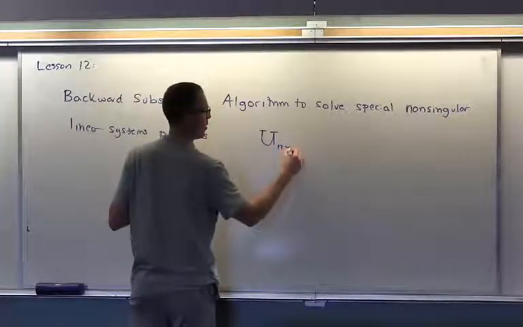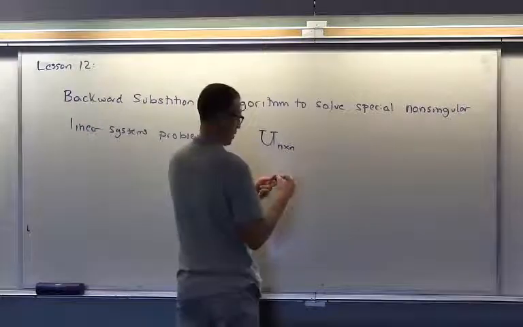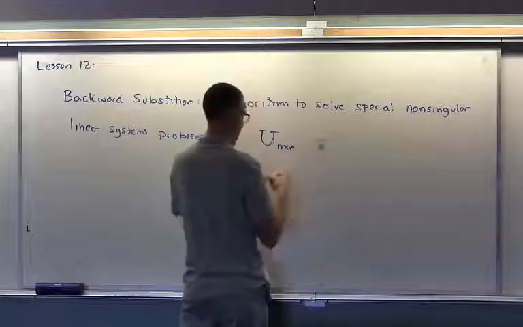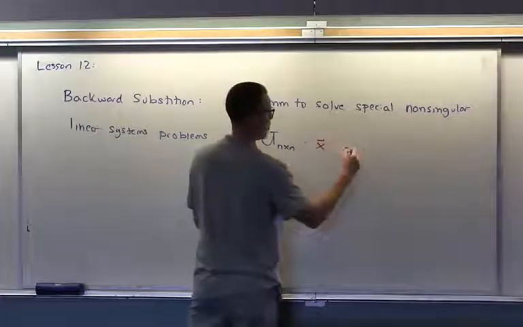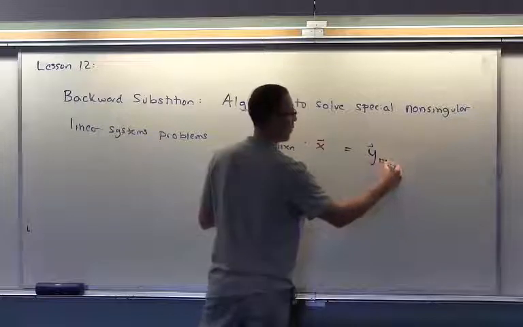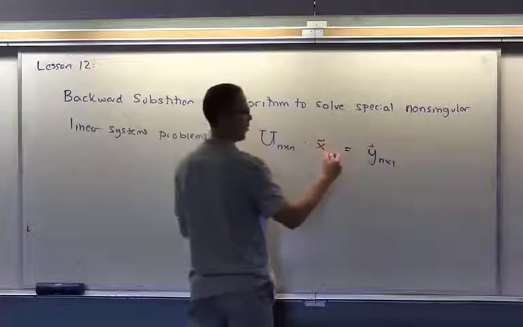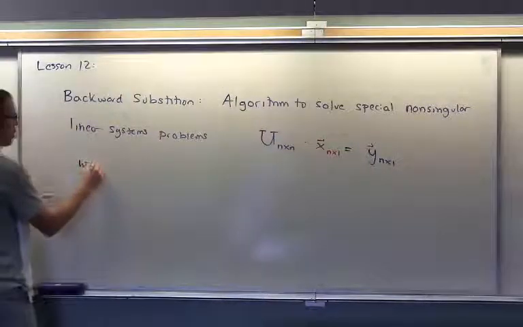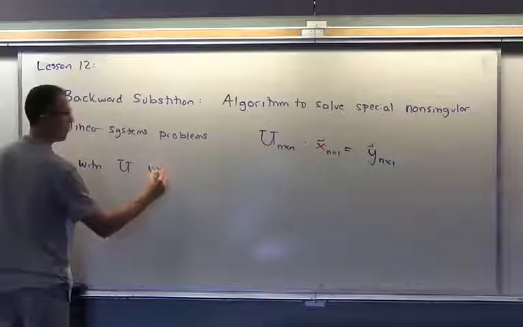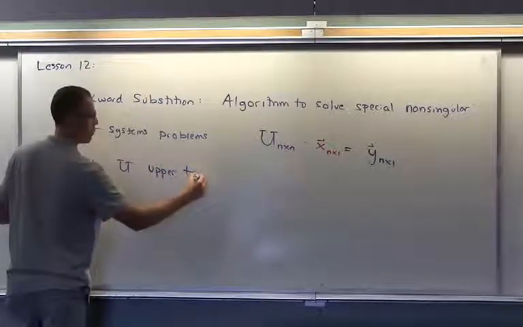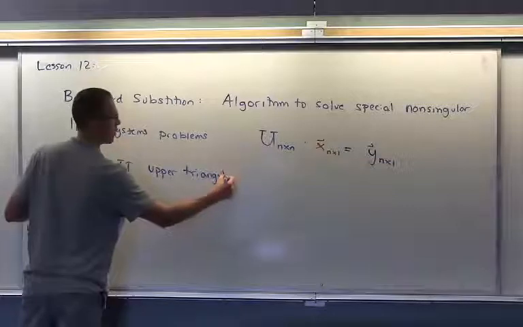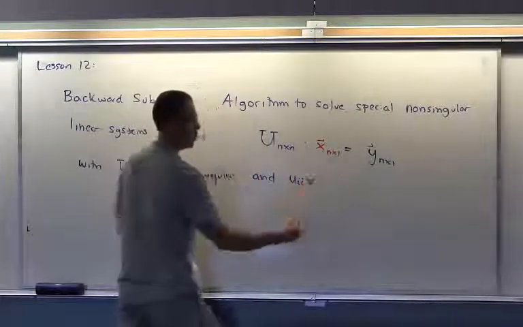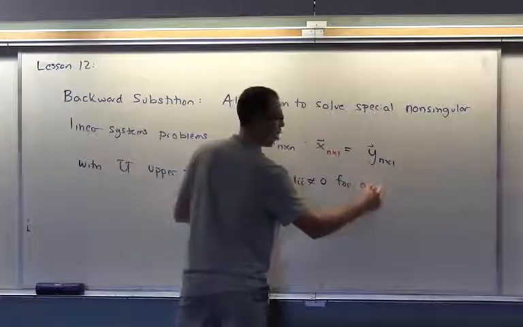We're going to call this U, which is an n by n matrix, with unknown vector x, and right-hand side vector y. Y would be an n by 1. Anybody guess what x would be? N by 1, with U upper triangular and the main diagonal entries of U are non-zero for all diagonal entries.